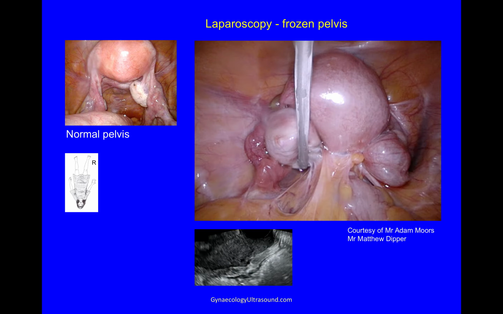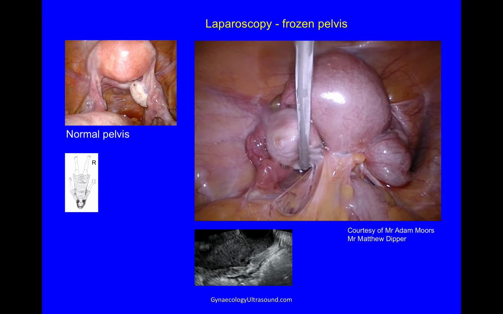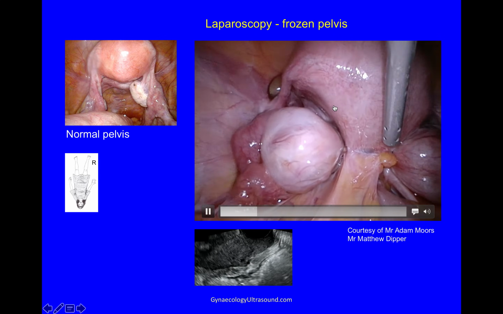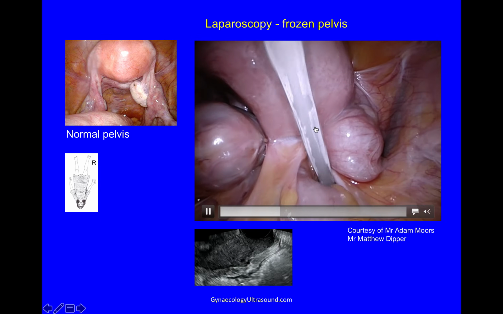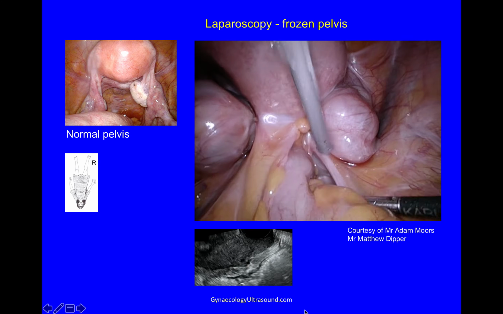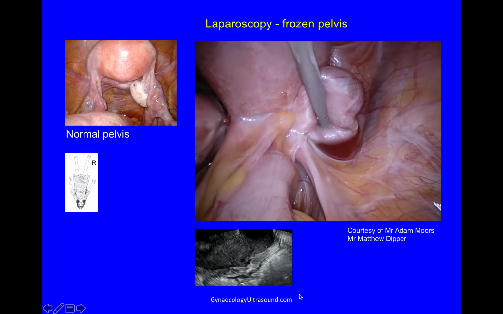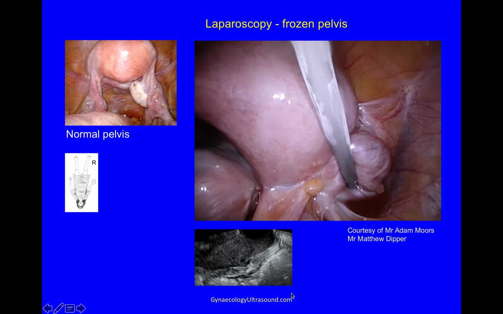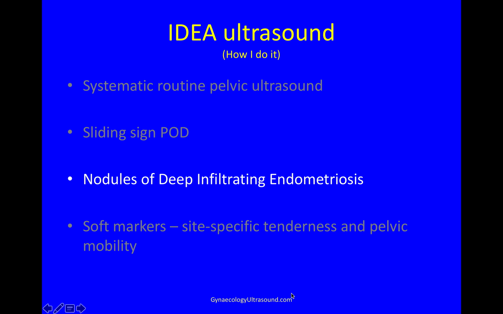So a frozen pelvis, what does that look like at laparoscopy? You can see here, this is the back of the uterus. These are the ovaries, which are adherent to the back of the cervix with dense adhesions, and the bowel is just behind there. And that was this sliding sign that was negative.